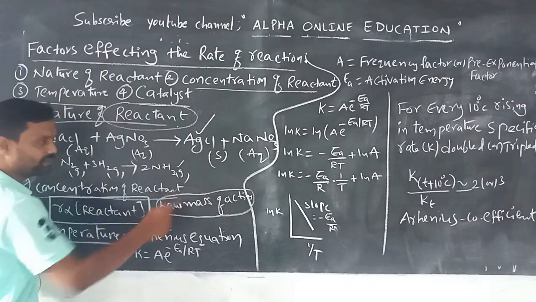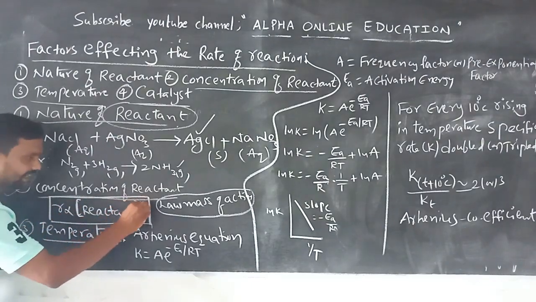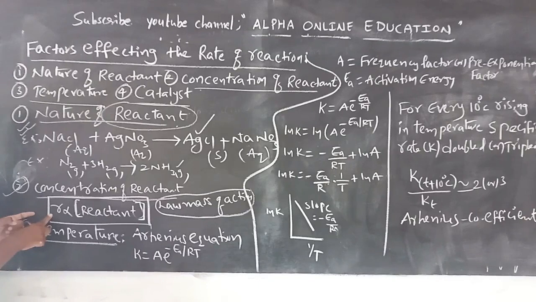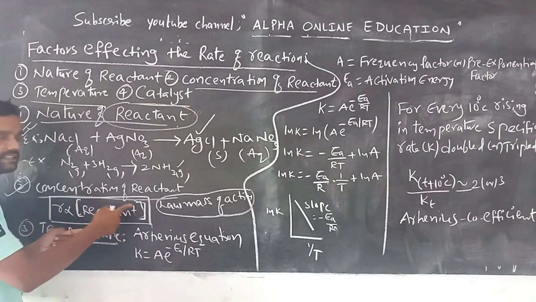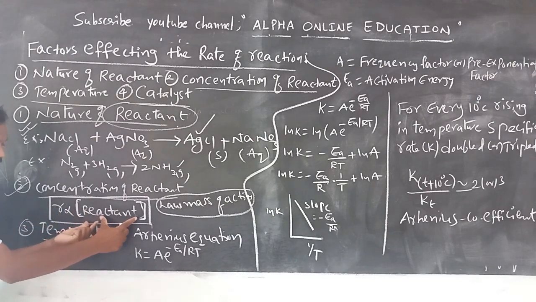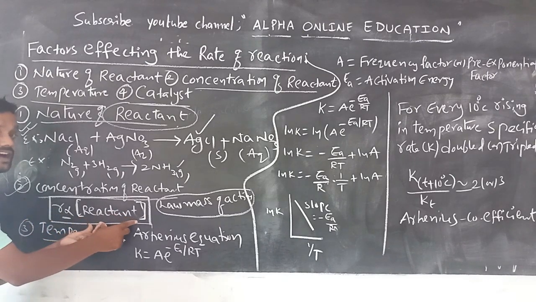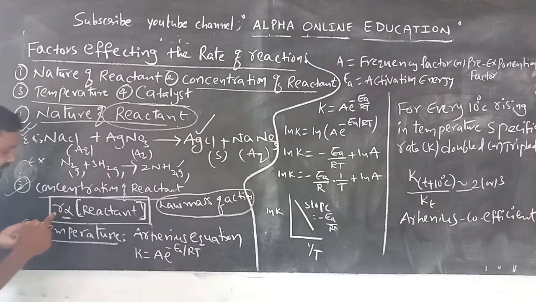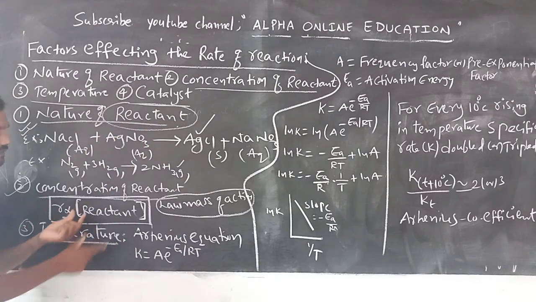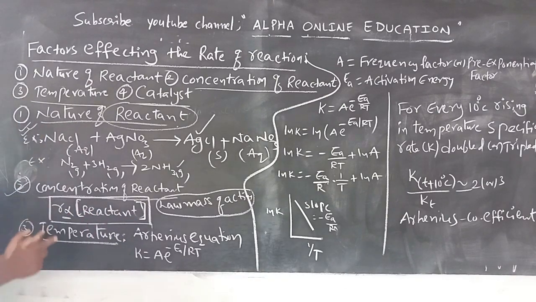So based on the law of mass action, we write that the rate of reaction is directly proportional to the reactant concentration. From this representation, we can say the relation between reactant concentration and rate of reaction is directly proportional. That means when the reactant concentration increases, the rate of reaction also increases. When the reactant concentration decreases, the rate of reaction also decreases. That means it is a directly proportional relation.